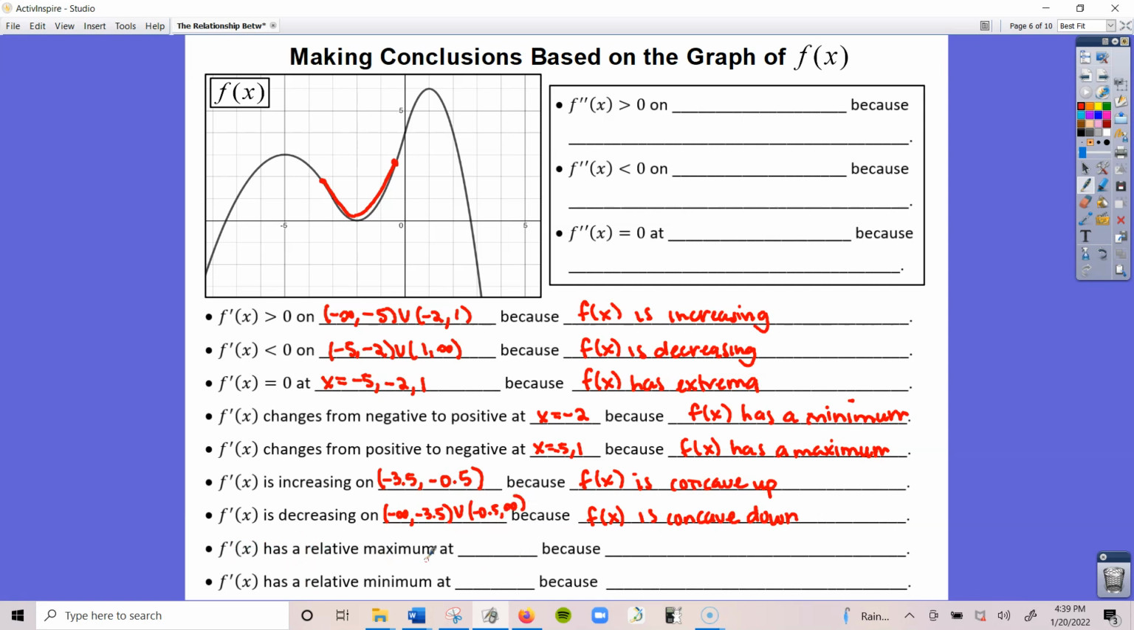F prime of x has a relative maximum. Okay, so again, we've got to talk ourselves through this. Your first derivative will have a maximum if your second derivative changes from positive to negative. And if it's changing from positive to negative, that means that f of x is changing from concave up to concave down. So here's concave up, and then it changes to concave down. So the relative maximum for f prime would be at x equals -0.5.